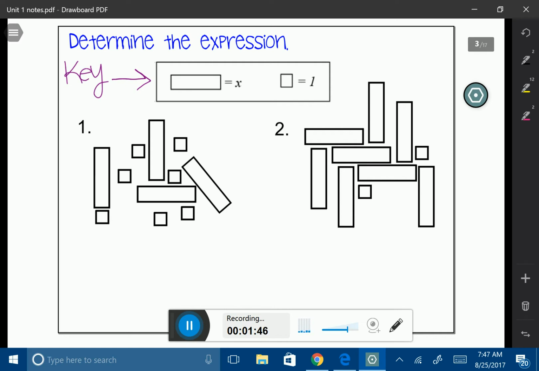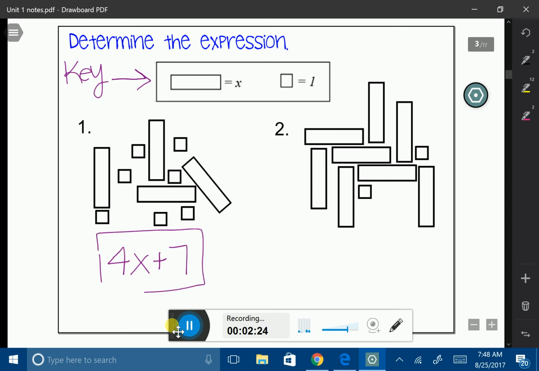So we're given this big cluster of rectangles and squares, and we want to figure out what expression is being represented. What I want to do is count up the rectangles. In number 1, it looks like I have 4 rectangles. If each rectangle represents an x, I have 4 x's. And then if I count up the little squares, remember they represent a 1, I have 1, 2, 3, 4, 5, 6, 7. So positive 7, so I'm going to write plus 7. So this is the expression that represents this cluster of shapes.